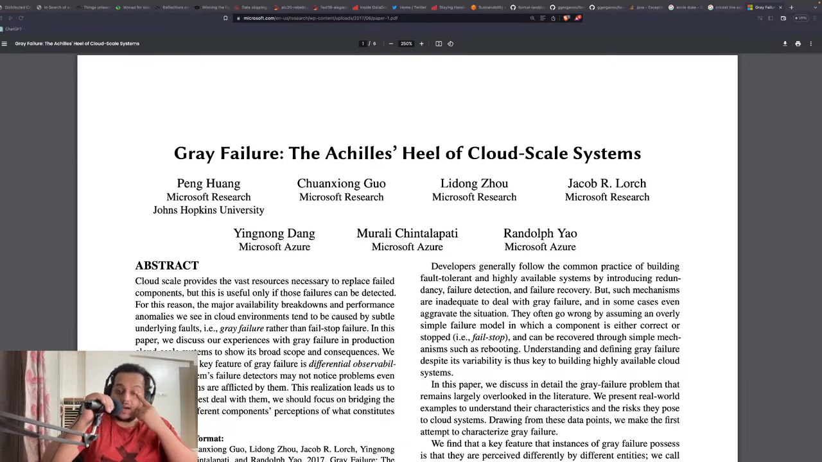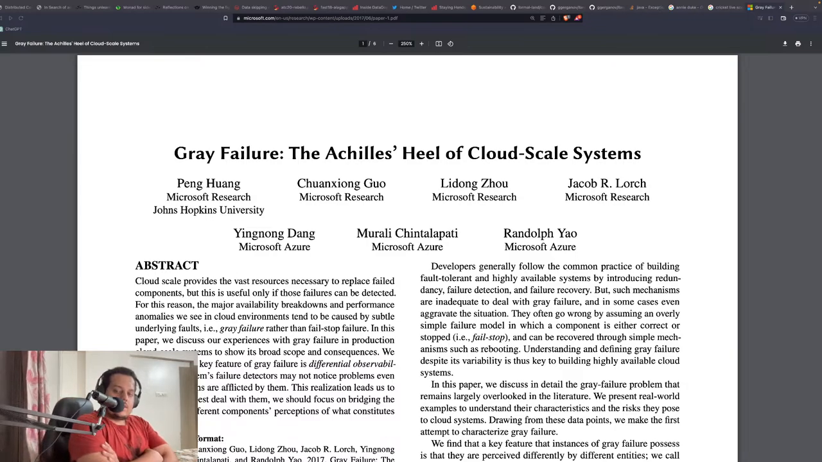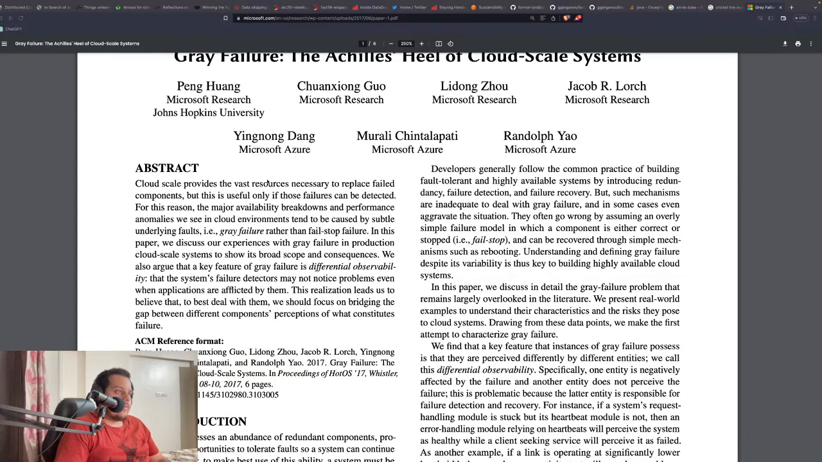This paper was recommended in a documentation of a database which I am keenly following, known as Tiger Beetle. And I'm also starting a podcast where I'll be interviewing the CEO of Tiger Beetle. So those are the two interesting things which are happening. So before any further delay, let's get started with gray failures.